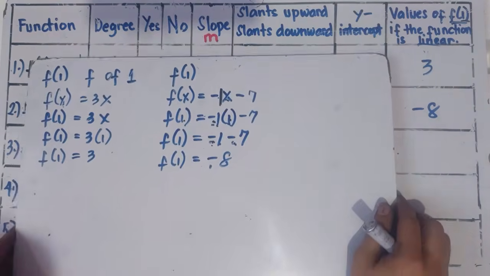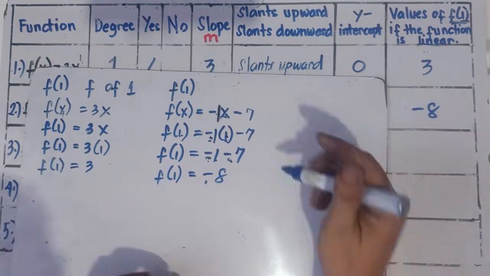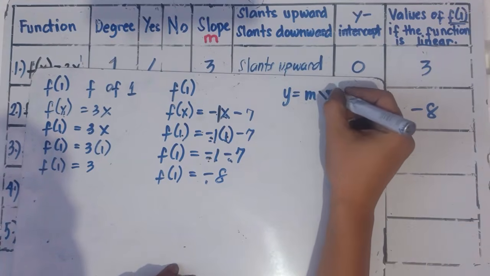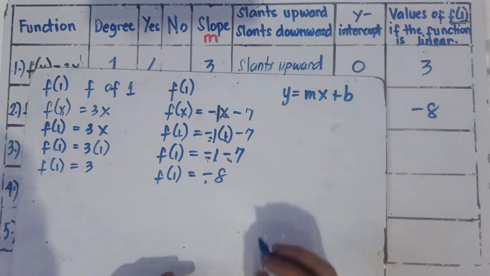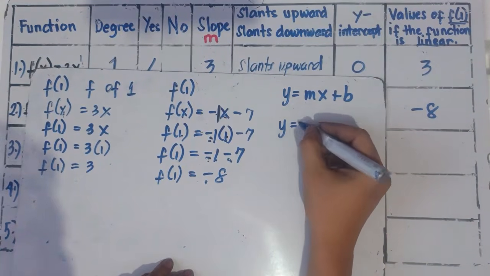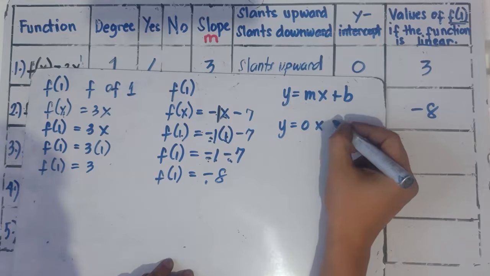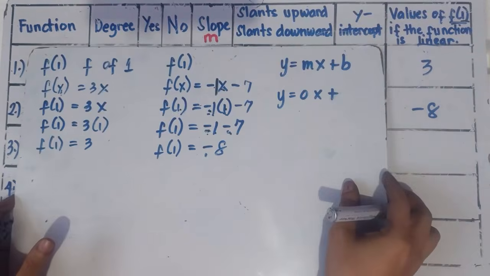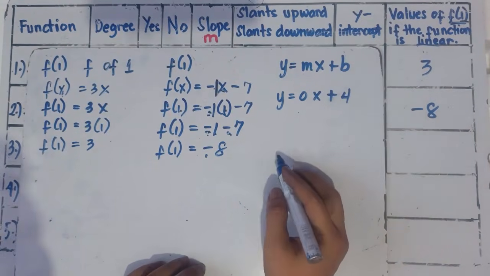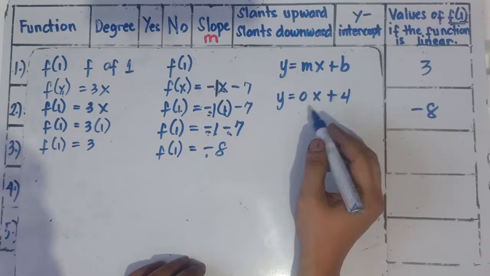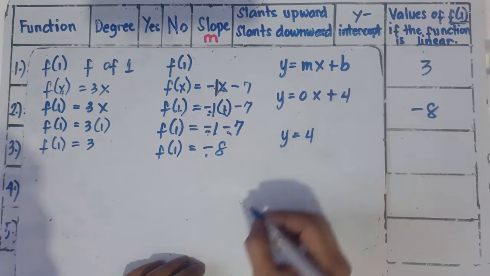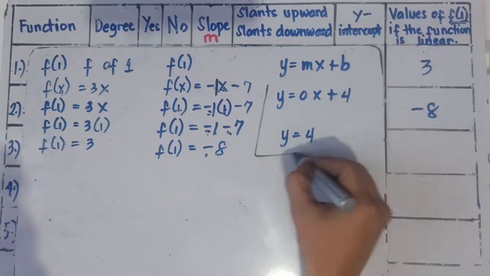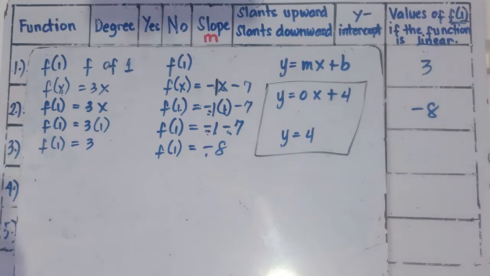If we write y equals 4 into the linear function equation, we have y equals mx plus b, right? Now y equals 4, we can write this as y equals, the slope is 0, times x, plus the value of b, that would be 4, right? So y equals 0x plus 4 is just the same as y equals 4. Now question, why is that, sir?